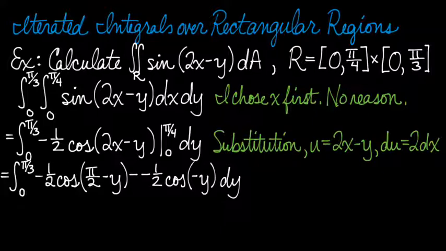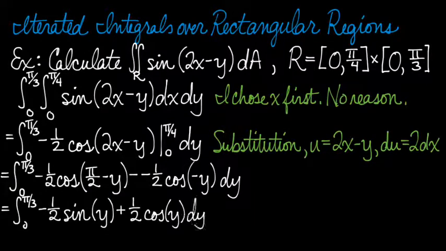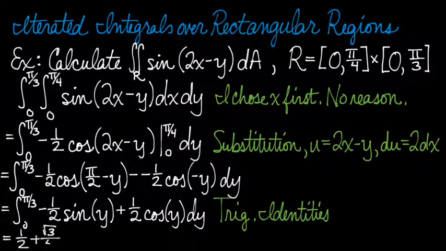Something I'm going to do to simplify this is not only cancel those two negatives and turn them into a positive, but I'm actually going to apply a trig identity to this expression and this expression. Cos of pi over 2 minus y is always equal to sine of y, and cosine is symmetric with respect to the y-axis, which means cos of negative y is cos of y. This makes this integral a complete joke, and so the integral is equal to 1/2 plus radical 3 over 4.